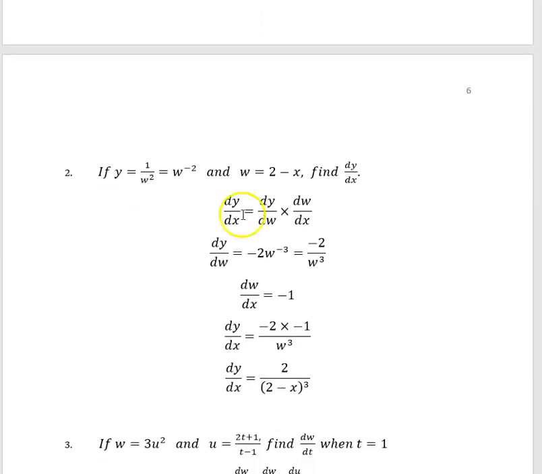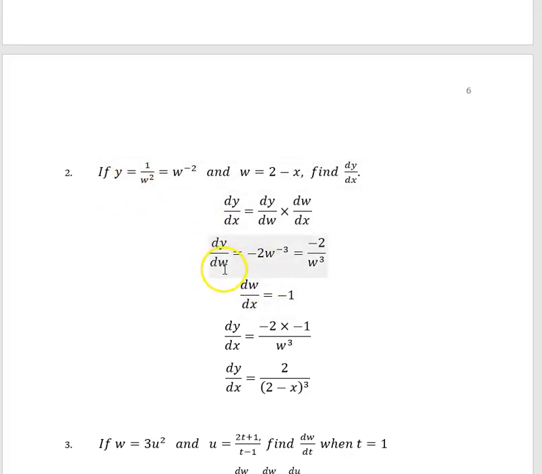In example 2, it says if y equals 1 over w squared, which can also be written as w to the power of minus 2, using your exponential rule, and w equals 2 minus x. We are told to find dy/dx. So to find a relationship between y and x, we need to differentiate them one after the other. So let's differentiate dy/dw, sorry.